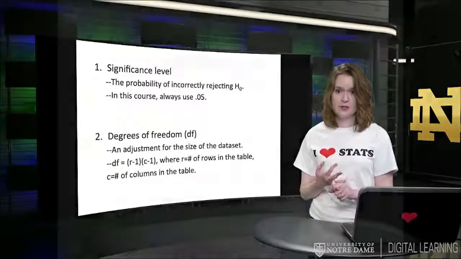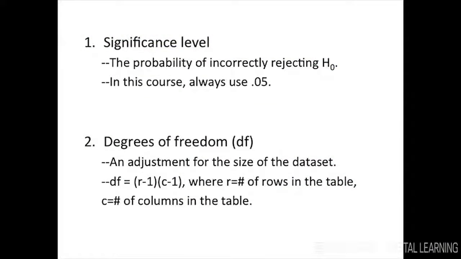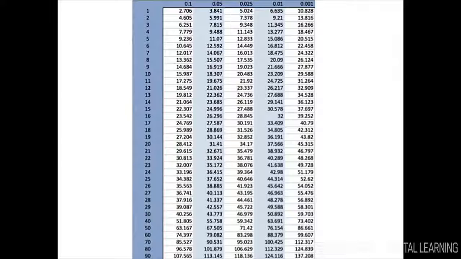So let's look at the chi-square table and see how we can use those two pieces of information to find the critical chi-square value that we need. So along the top, we have these different numbers. You need to find the 0.05 column. And then along the side, we have various degrees of freedom. And so we're going to use 1.